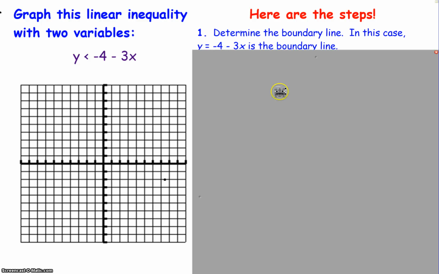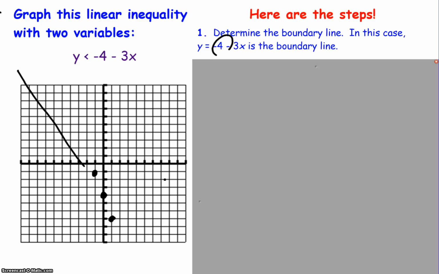Which one is our y-intercept, the negative 4 or the negative 3? Negative 4. So 1, 2, 3, 4. There's your y-intercept. And then our slope is negative, so we can go down 3, 1, 2, 3, and over 1. Or we can go up 3, 1, 2, 3, and go to the left 1. So there's our line. Now, I forgot this step again.